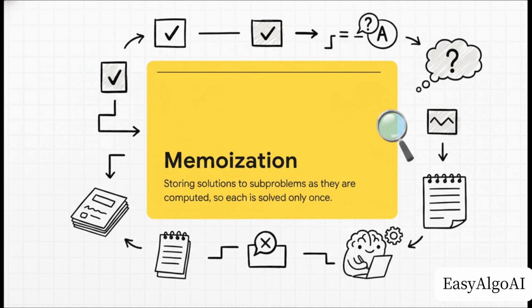And look, despite the super fancy name, memoization is basically just forcing the algorithm to write down its answers on a notepad so it doesn't have to do the exact same homework twice. If it solves a subproblem once, it saves the answer. Next time it sees that exact same problem, it just checks its notepad instead of recalculating the whole thing from scratch.